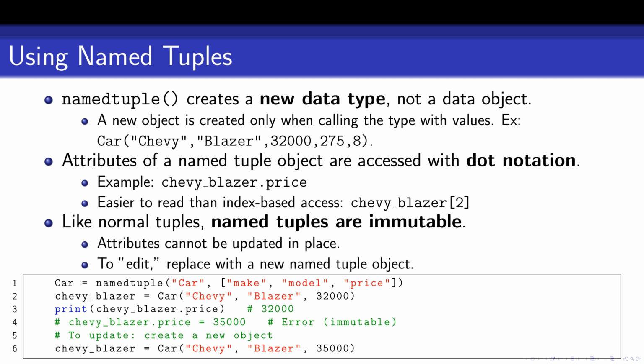The slide example illustrates this by showing how to create a car object, access its attributes, and then replace it with a new object if values need to change. This immutability ensures reliability and consistency when working with named tuples.